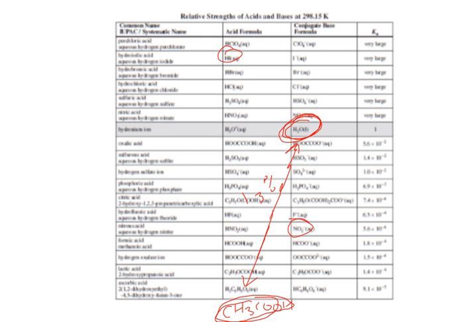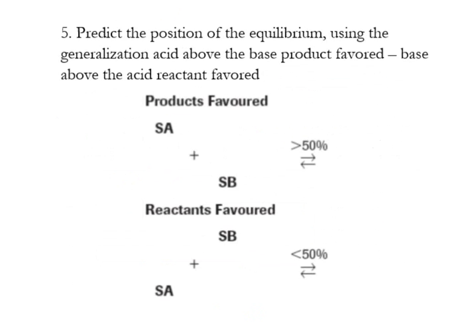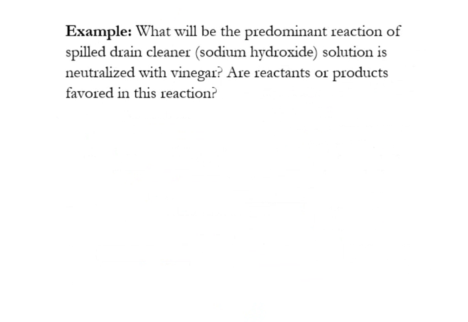So why don't I find my last examples here? I'm just going to go find the very, very end here because I've talked about what I need to. I'll go back to the slides later. Let's try our word examples here. So I've got basically two questions for you. Let's say that we had sodium hydroxide and vinegar, which is acetic acid. Let's try to write out the predominant reaction and figure out whether reactants or products are favored.